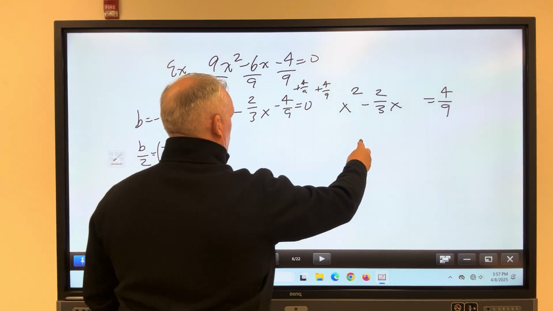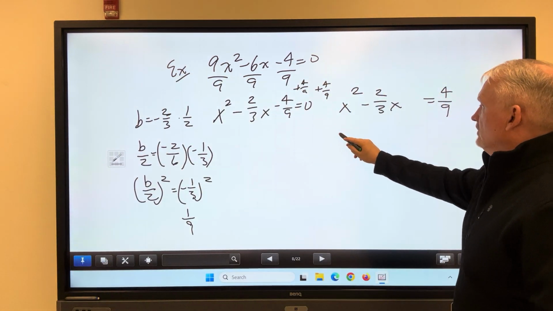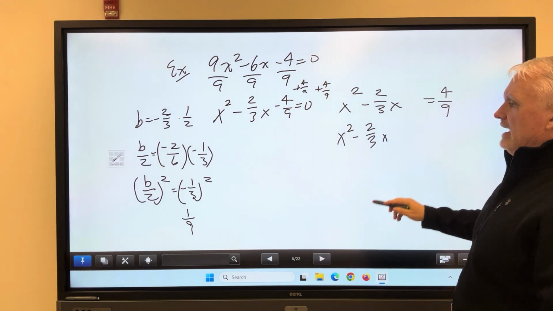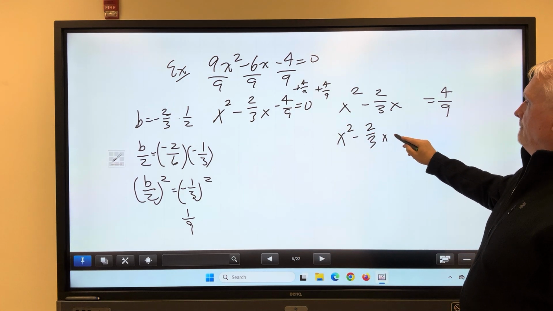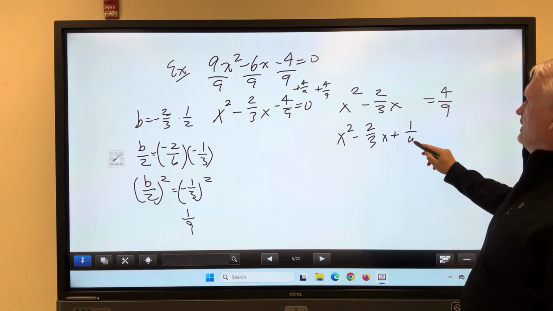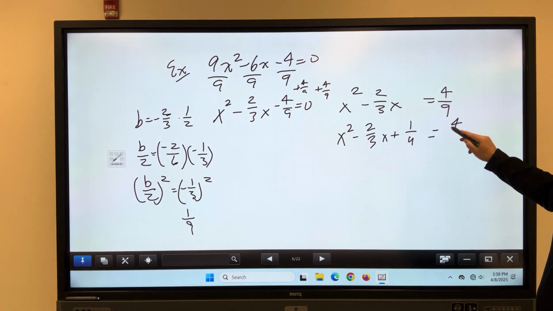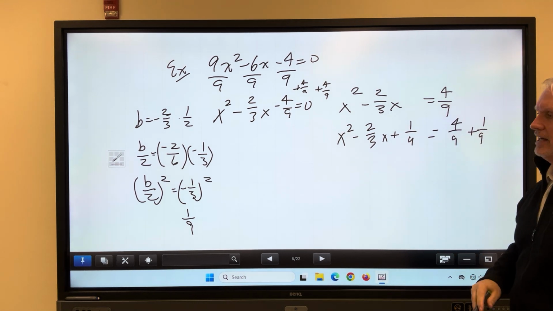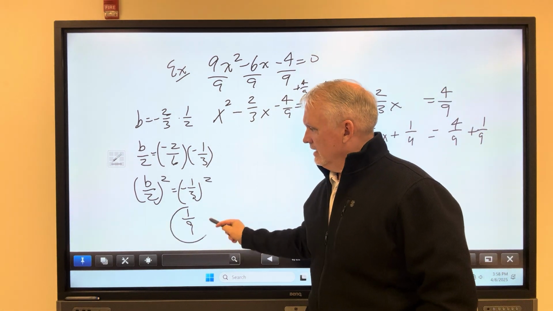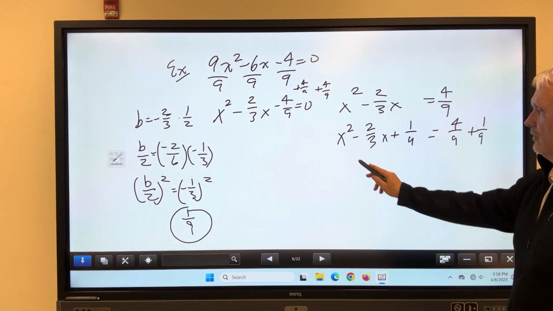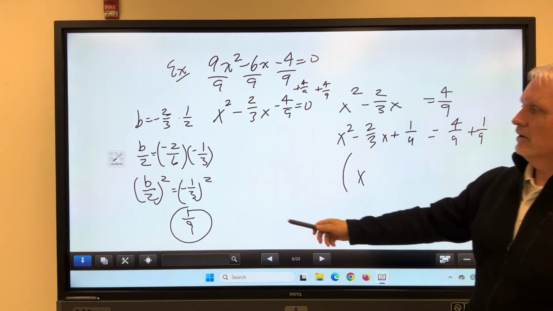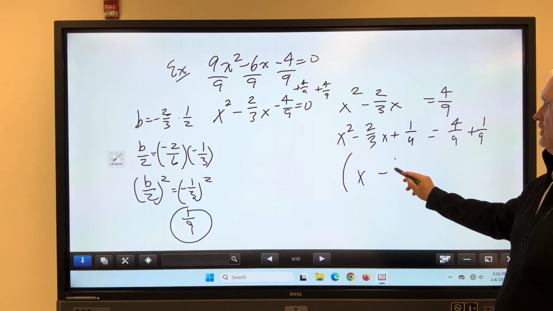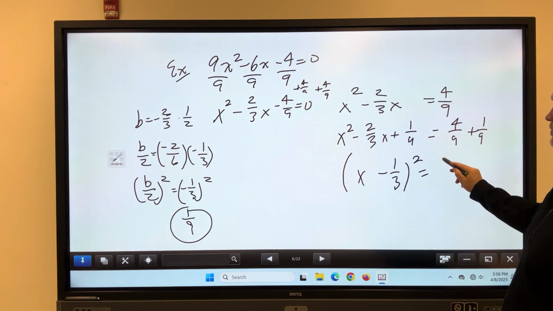Okay, so I'm over here. This is x squared minus 2/3 x. And remember what I did is I got plus 1/9, and I got this plus 1/9. Whatever I do to one side, I have to do to the other. And this is my b over 2. So now, factor, you already got it, it's in here. b over 2 squared, it's right there. x minus 1/3 squared is equal to 5/9.